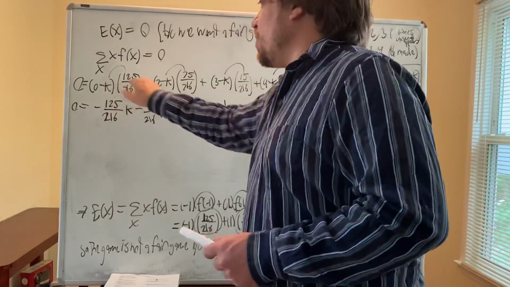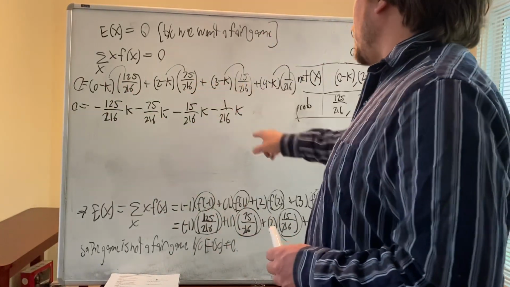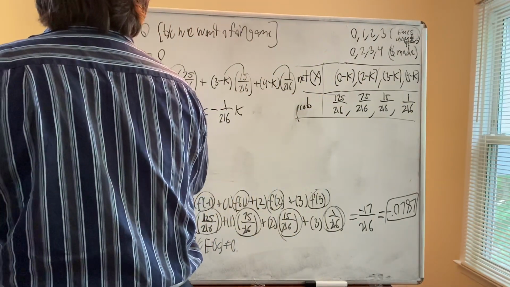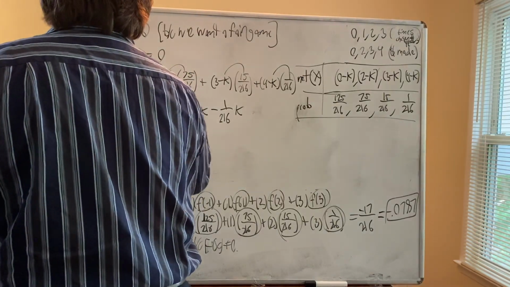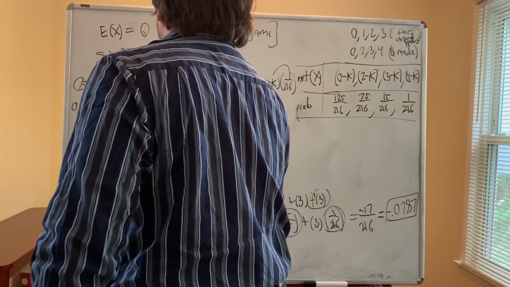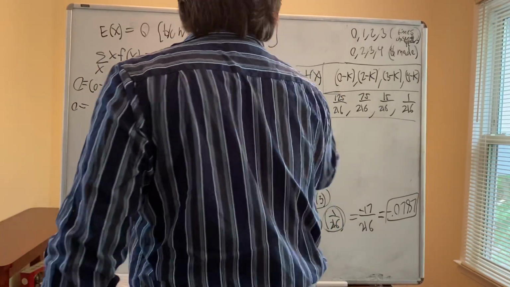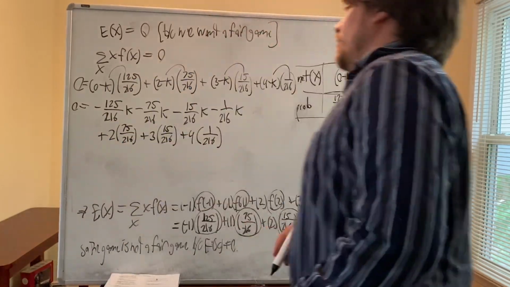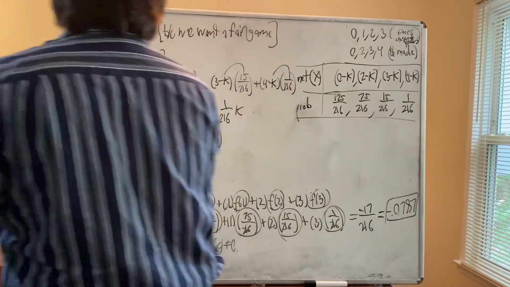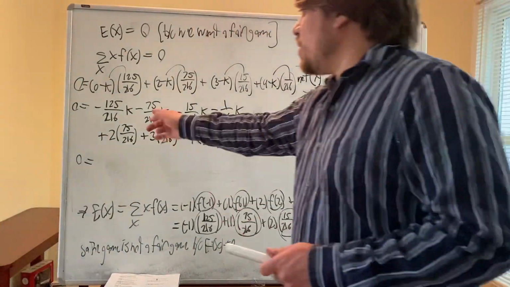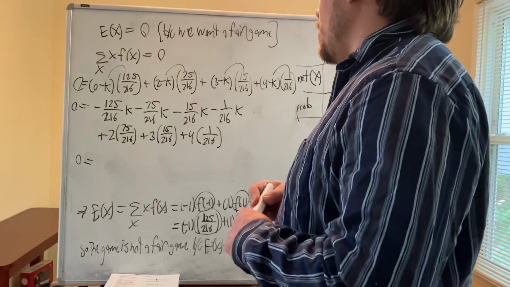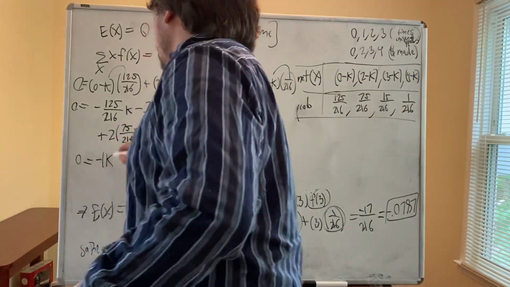You have the other terms. You have 0 plus 2 times this, plus 3 times this, plus 4 times that. And so this is plus 2 times 75 over 216, plus 3 times 15 over 216, plus 4 times 1 over 216. 0 is equal to that. So I'm just expanding this out. And so now 0 is equal to the sum of those. And so that's minus 200, minus 216 over 216. That's minus 1. So that's minus 1K.